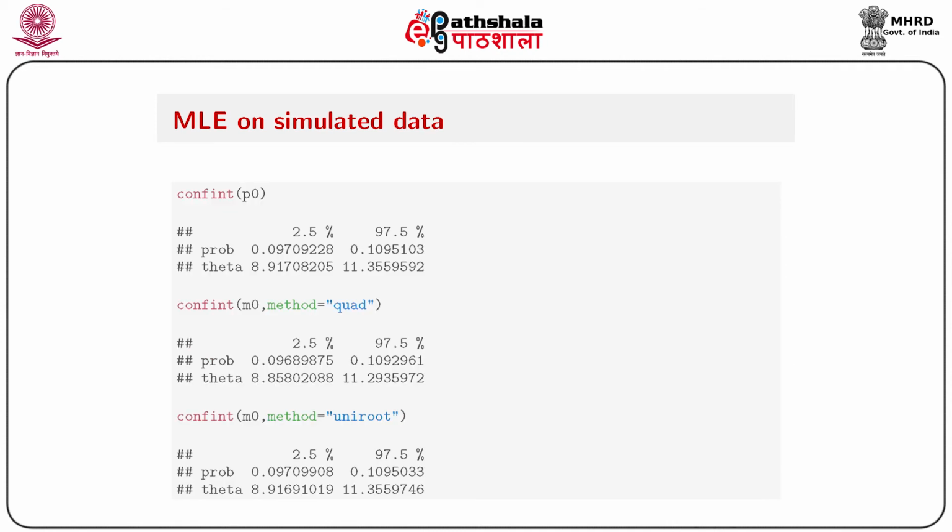Say if you have the p0 as a profile likelihood, then you can get the 95% confidence interval with confint(p0). You can also change the method to quadratic approximation, which also gives you the 95% interval, or change it to method uniroot, confint(p0, method = "uniroot"), which also gives you the 95% confidence interval by the method of uniroot. So these are the three different ways that we have learned to get the confidence interval.